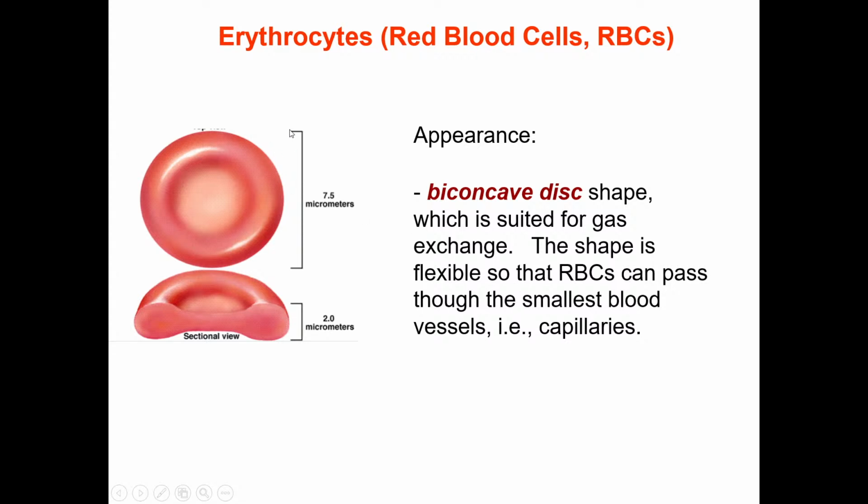So RBC have a diameter of 7.5 micrometer, you may see on the screen, and they have a thickness of 2 micrometer near the rim area. Due to the biconcave shape, the central region of the RBC is thin, whereas the peripheral region or rims of the RBC are quite thicker.